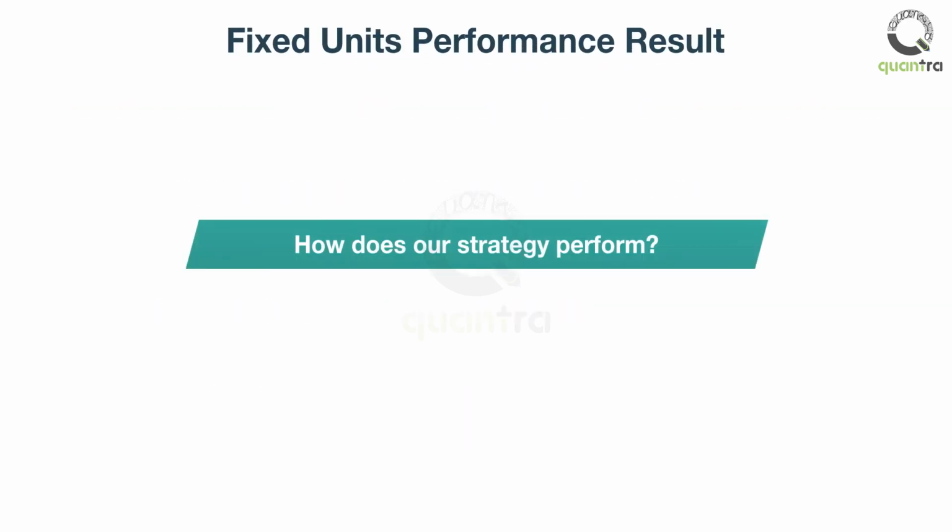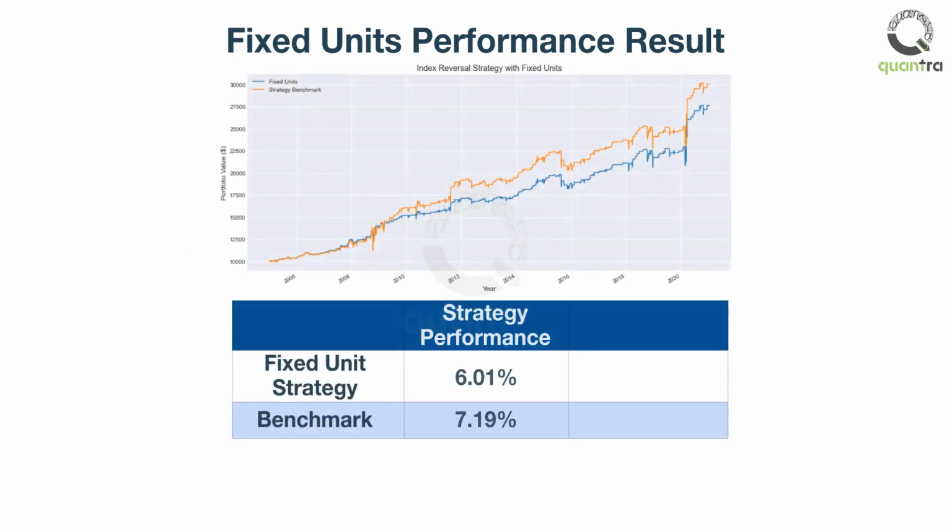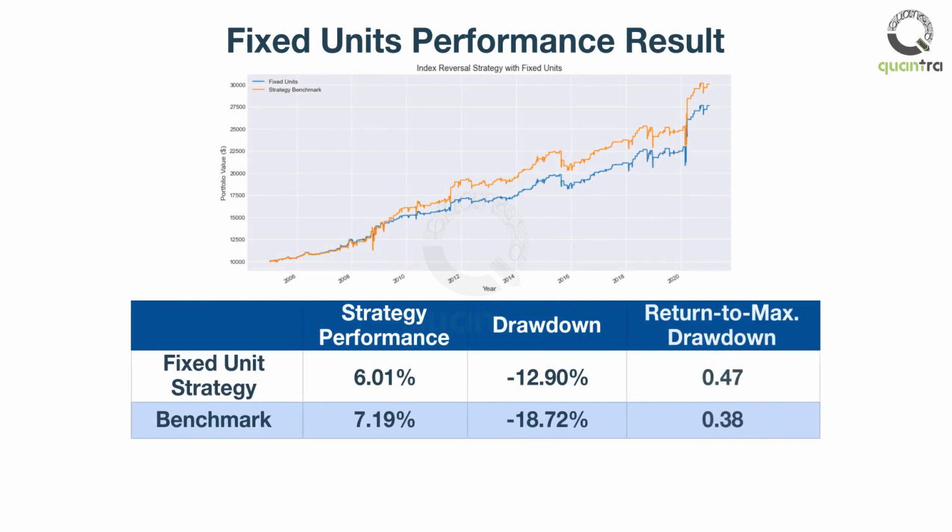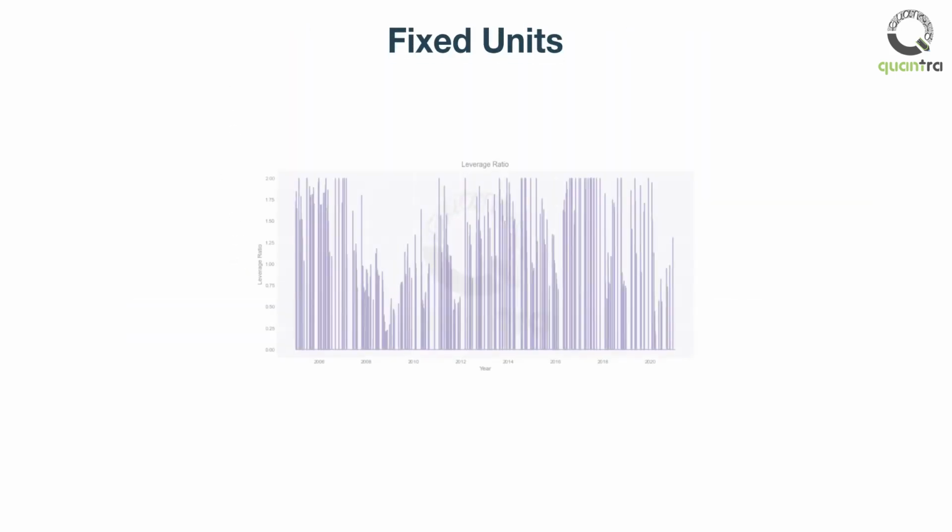But how does our strategy perform after the fixed unit position sizing is applied? The strategy performance and the drawdown are a little less. The return to maximum drawdown ratio is higher than the benchmark strategy. However, the higher return to risk ratio is completely dependent on luck. That is because the leverage ratio for fixed units technique is strongly dependent on the price of SPY ETF.